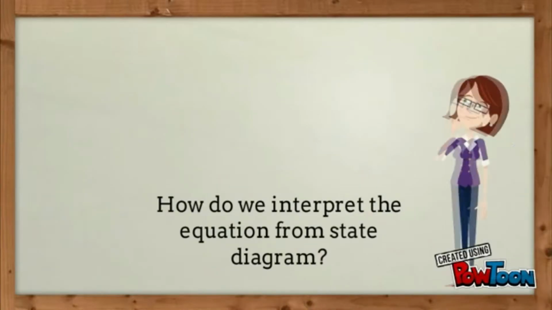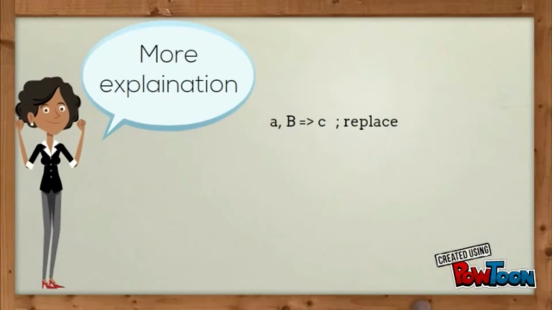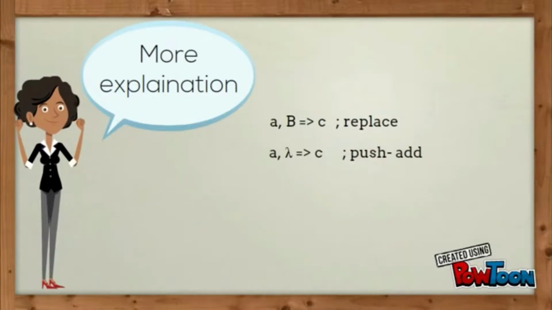So, how do we interpret the equation from the state diagram? The first equation shows when you need to replace the input in a stack. The second equation shows when you need to push the input into the stack.